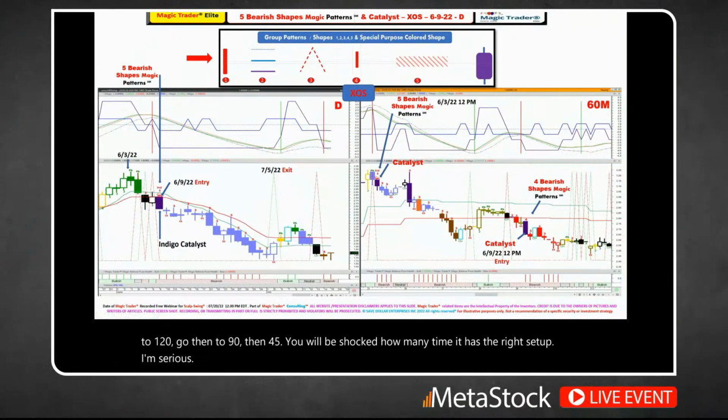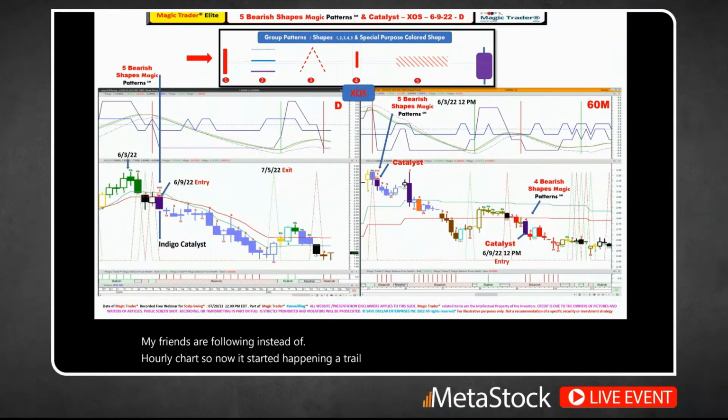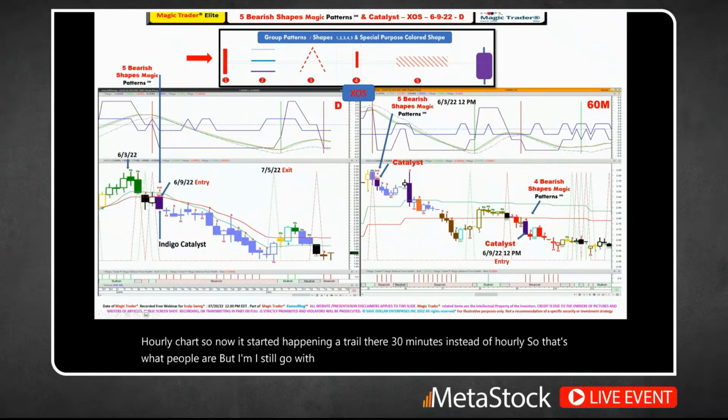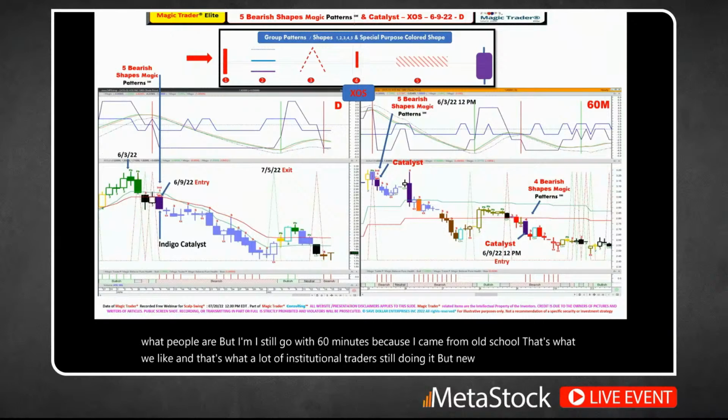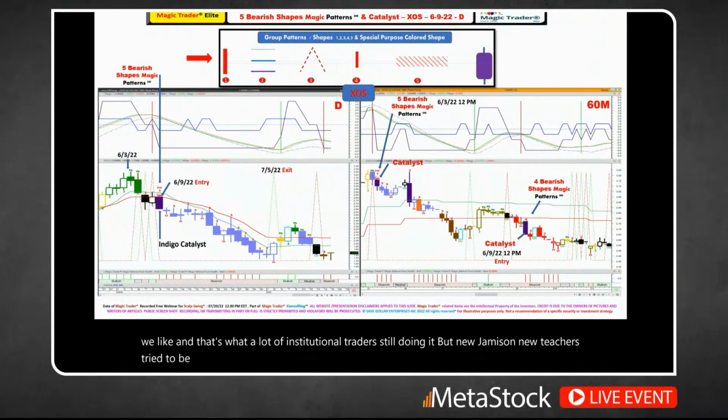So 30 minutes lately, a lot of my friends are following instead of hourly chart. So now it started happening, a trend there, 30 minutes instead of hourly. But I still go with 60 minutes because I came from old school. That's what we liked, and that's what a lot of institutional traders still do. But new generation, new teachers try to be smart, right? So they try to show 129 minutes. Oh, be my guest, do 190 minutes. Somebody told me they're trading with 97 minutes. What is wrong with people? 97 minutes.